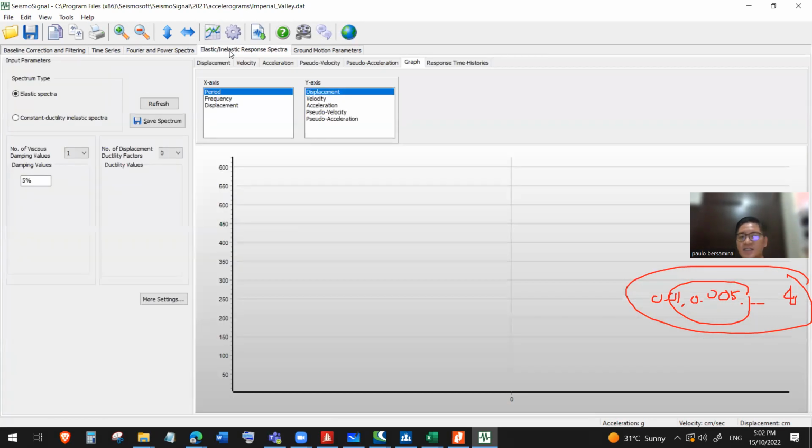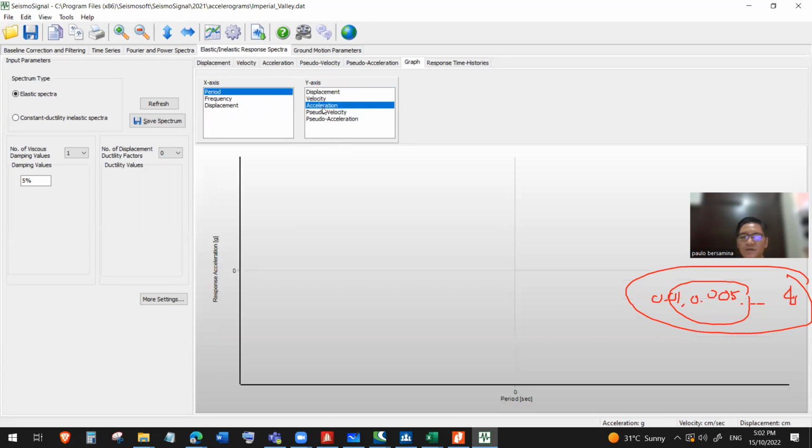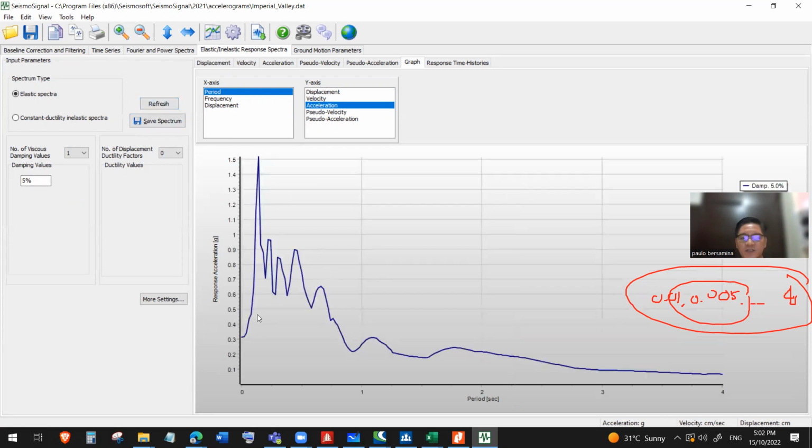So, click ka lang sa elastic response spectra. And then, pili ka ng graph, period versus acceleration. Or pseudo acceleration, pwede. Then refresh. Okay, pili ka din ng damping values mo. 2%, 5%, refresh. So you will see, iba-iba ang response spectra talaga per ground motion.